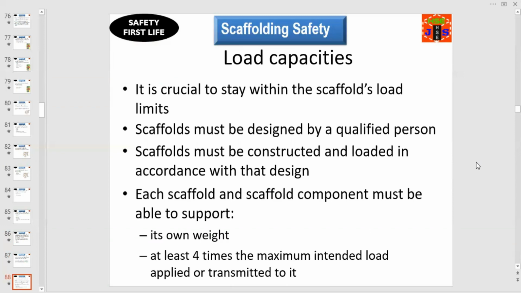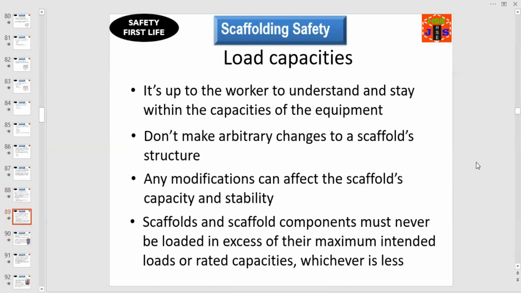Each scaffold and scaffold component must be able to support its own weight and at least 4 times the maximum intended load applied or transmitted to it. It is up to the worker to understand and stay within the capacities of the equipment. Don't make arbitrary changes to a scaffold structure. Any modifications can affect the scaffold's capacity and stability.